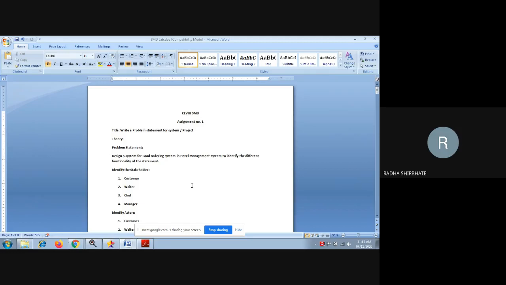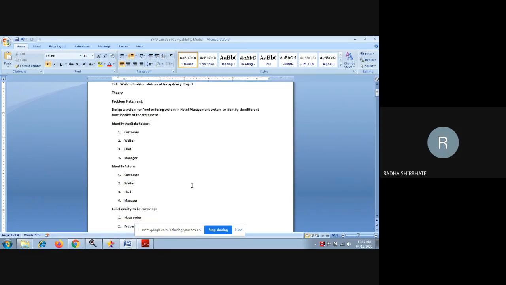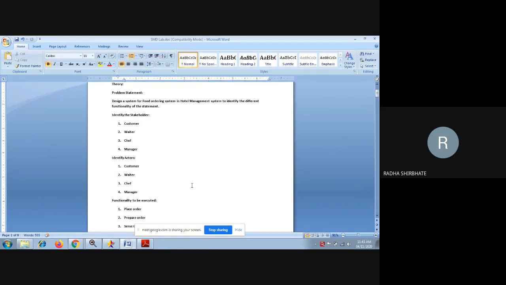Now, just to begin with an example, today we are proceeding with the first assignment, where your problem statement is: design a food ordering system in a hotel management system. To understand the concept of stakeholders, actors and the different types of use cases, we will try to draw the use case. You will try to understand the system of your food ordering system. For example, you can call it a restaurant management system also.